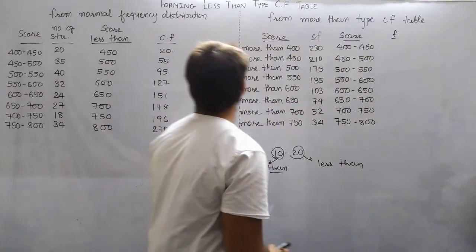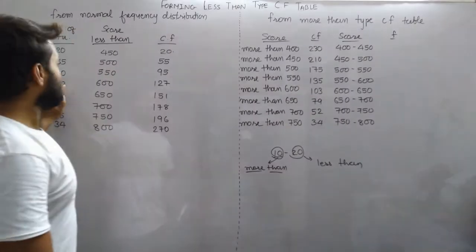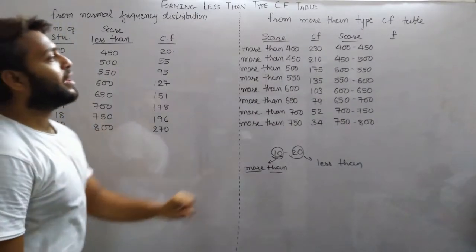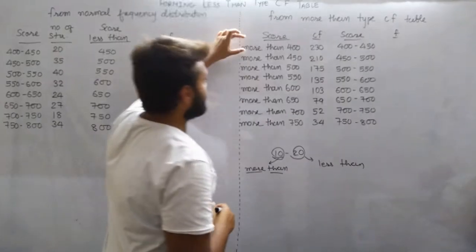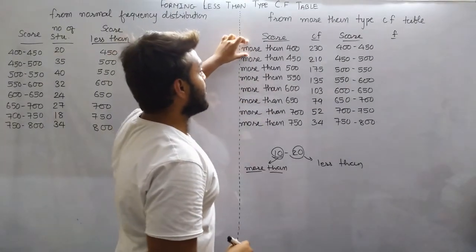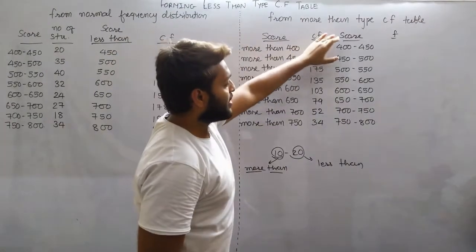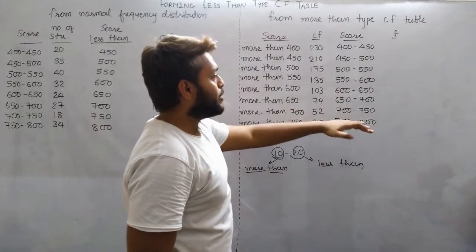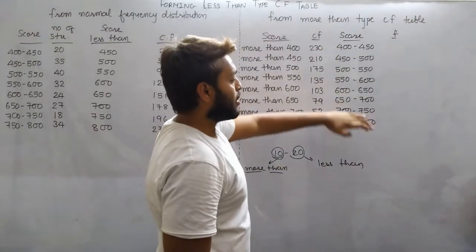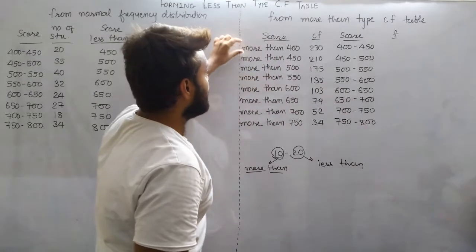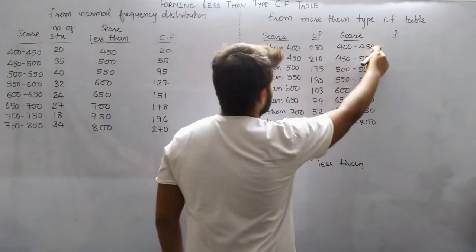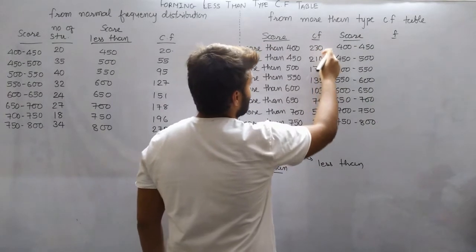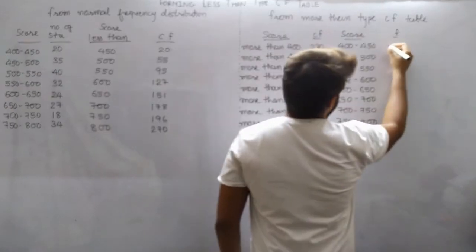Because we should have frequency, as we are having over here in this example. So we should have frequency. So let's find frequency. Here it is more than 400, meaning 400 to 800 total scores are contained in more than 400, but we need only 400 to 450. So we should subtract both of the frequencies.